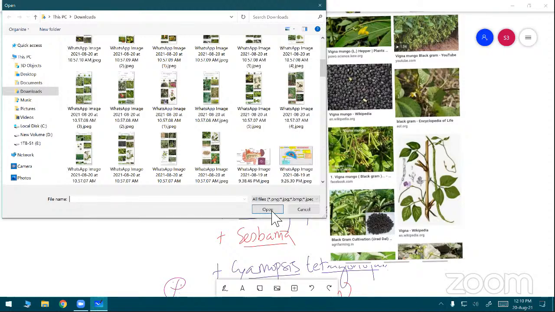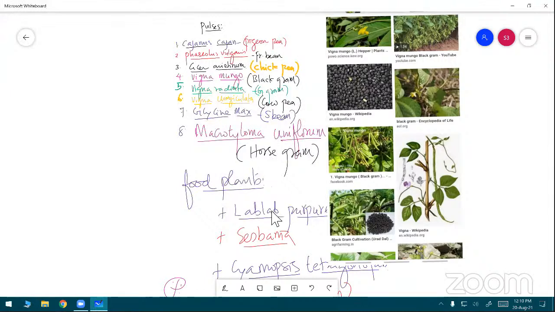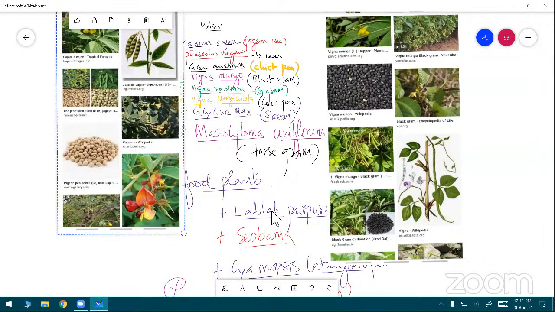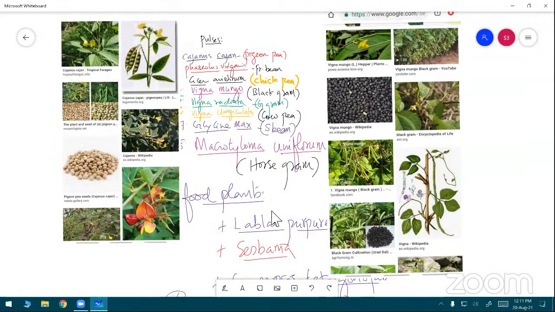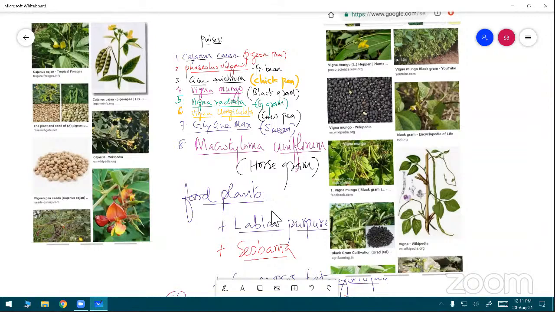The first one you want to mention is pulses. Cajanus cajan is called pigeon pea, right? In Tamil it is called Thuvarai. And one more, that is Macrotyloma uniflorum.